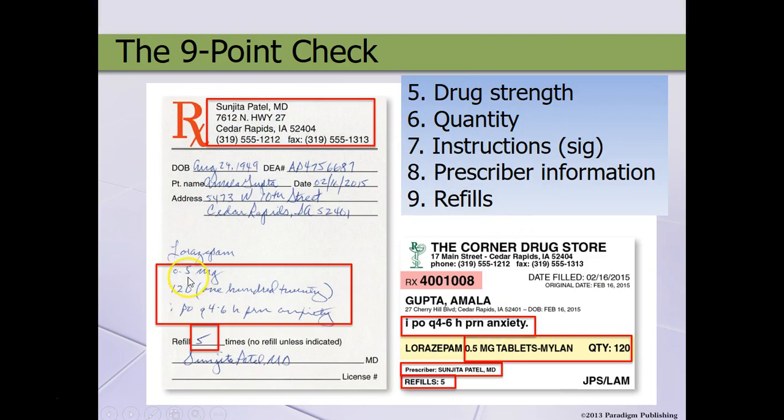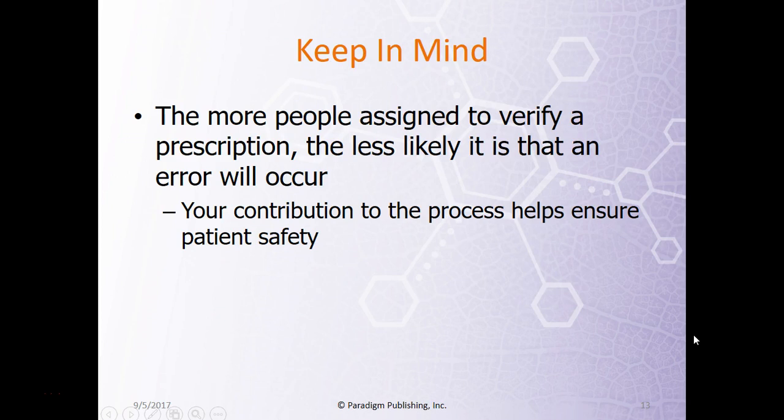We've got the drug strength, 0.5 milligrams, the quantity, 120, so 0.5 and 120. The SIG instructions, 1 PO Q4H PRN anxiety, and over here we see that we've already decided that that's not correct for the patient label. The prescriber information, so we've got the doctor information on the prescription order, and we've got the doctor's name on the label, and then the number of refills. So 5 refills, and again, lorazepam is a C4, so its maximum refill allowable is 5.